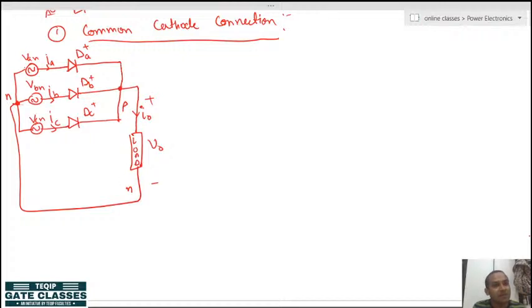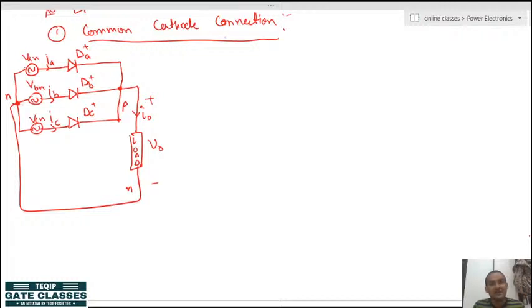And why I am writing the plus sign here, as I explained, for our understanding: in common cathode connection, since the cathodes are at the same potential, what will decide which switch will turn on or which switch will become more positive will be decided on the basis of the phase voltage value across the switch.